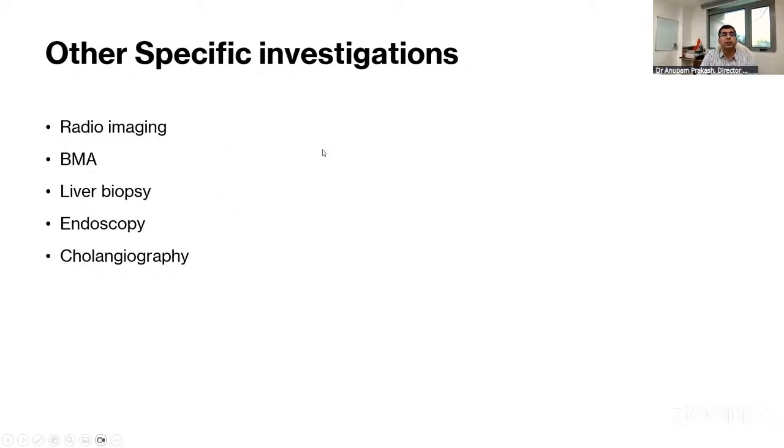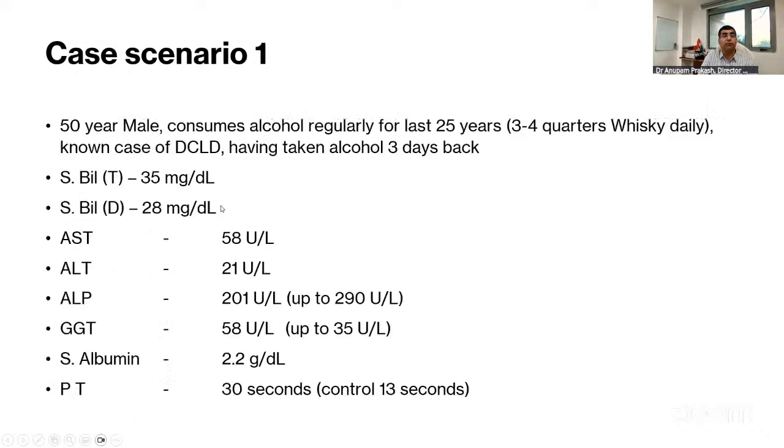Some other investigations: radio imaging, we will have a couple of cases, so we will discuss that. At times, you will need to get a bone marrow done, which is important, especially if you have lymphomatous infiltration. Liver biopsy to understand the liver architecture, endoscopy to confirm varices, and cholangiography especially for obstructive defects.